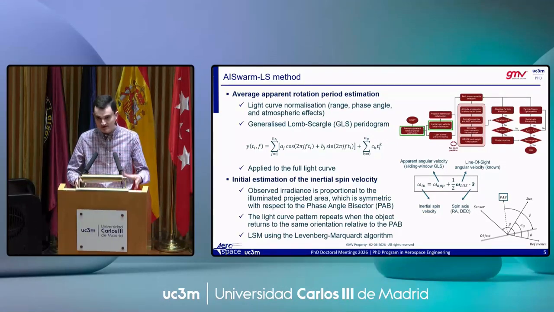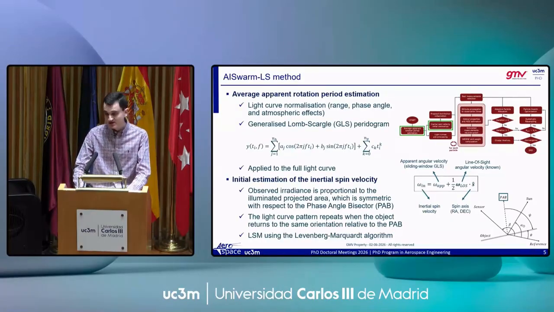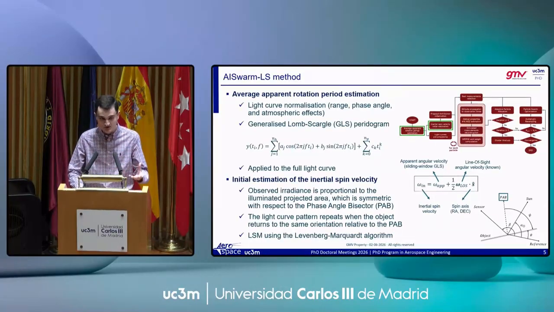the average apparent rotation period, applying a Lomb-Scargle periodogram to the complete normalized light curve. The apparent rotation period is not the real one, it's the one we see in the signal of the light curve. Then we can get an initial estimate of the real, inertial spin velocity.